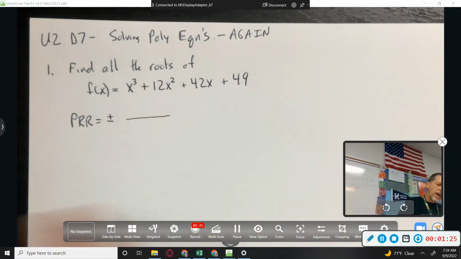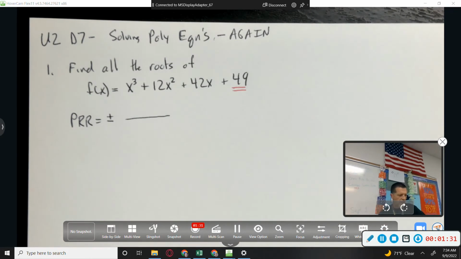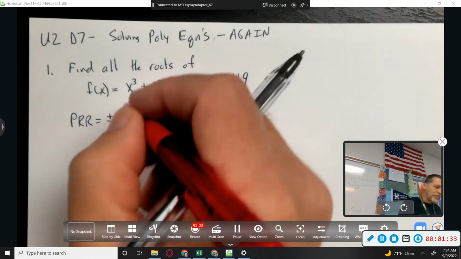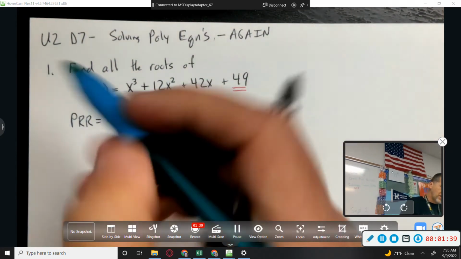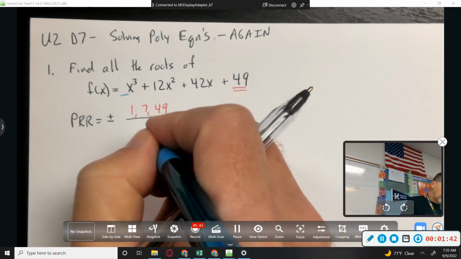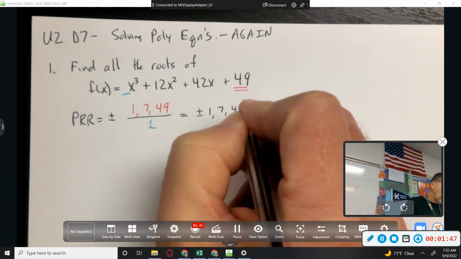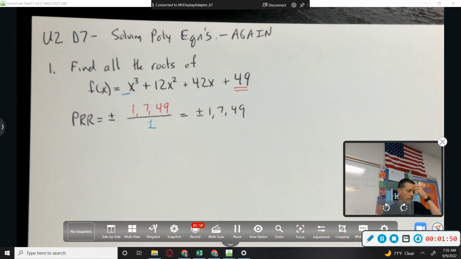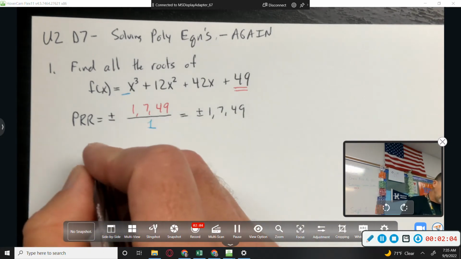Factors of last over factors of first. So what are my factors of last? 1, 7, and 49. And factors of first, 1. So the 49 doesn't look real great to try, but 1, 7, and 49, plus or minus, so 6 options. How many roots am I going to have total? 3. So if I can find 1, I'll have this down to a quadratic.